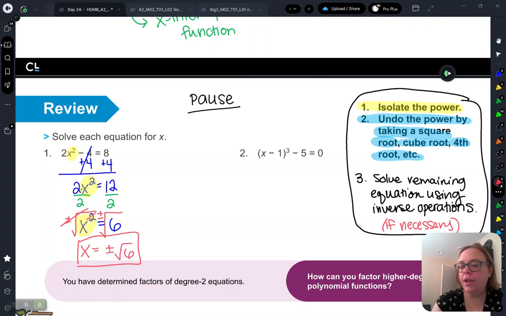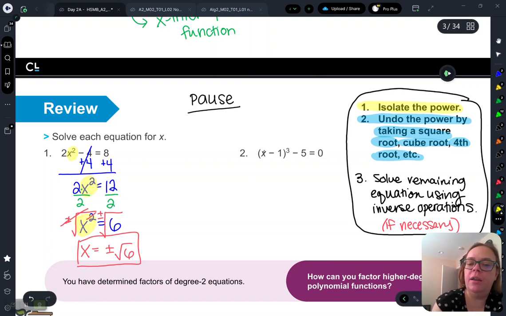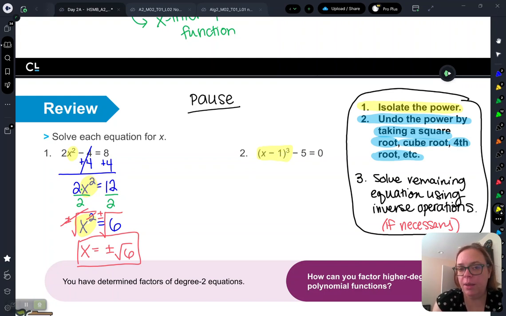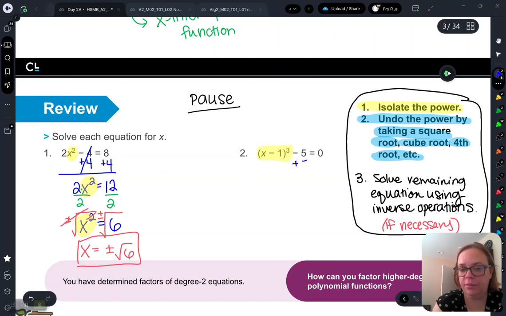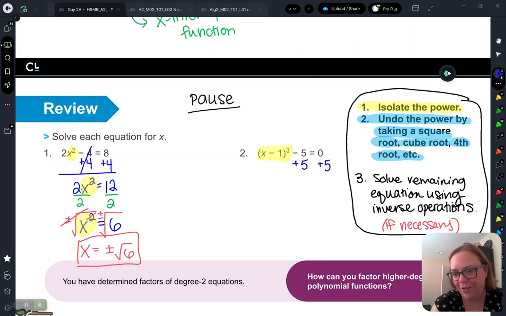Now the power here is a little bit more complicated. It is this whole thing, x minus 1 in parentheses to the third power. That is what we need to isolate. So that means we only have to do one thing, and that is add 5 to both sides, to isolate the power. There's more to be done after it. So we're left with x minus 1 cubed is equal to 5.